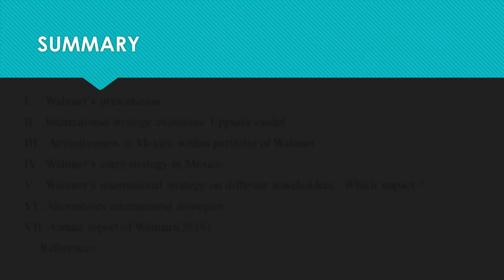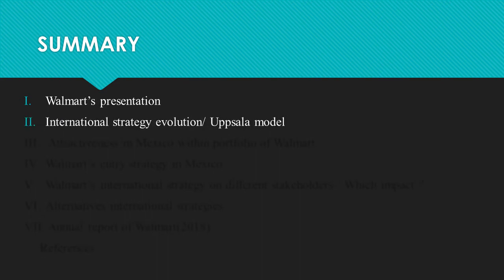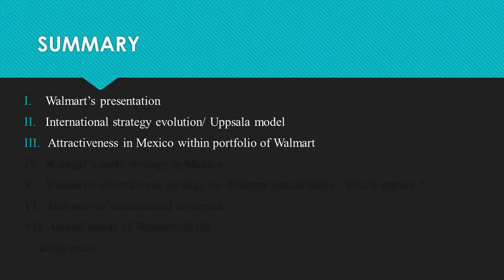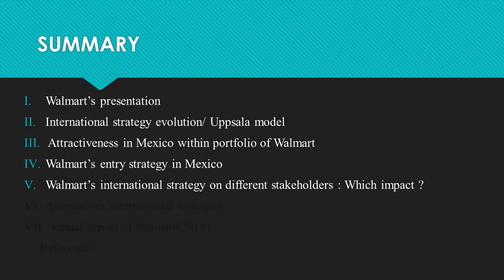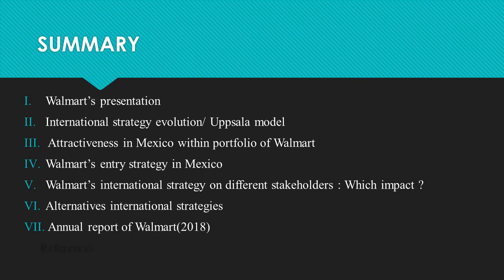We have the summary. One, the Walmart presentation, the national strategy evolution and the Uppsala model, the attractiveness in Mexico in the portfolio of Walmart, Walmart's entry strategy in Mexico, Walmart's international strategy on different stakeholders, the alternative international strategy, and the annual report of Walmart for the year 2018.